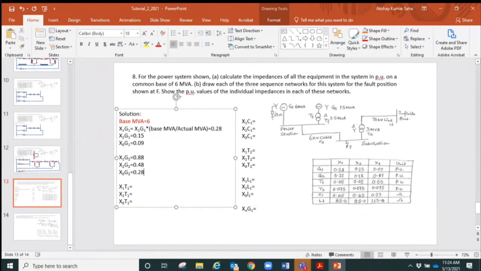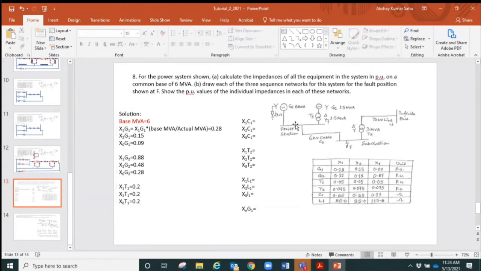So X1, X2 and X0 of G2 is done. Timira, thank you very much. Next one is the transformer one. Getting 0.08 for X1 T1. Check it. So all will be 0.2. Yes, thank you very much. So it will be 0.2, 0.2, 0.2. So that's transformer 1. I'm not writing PU.